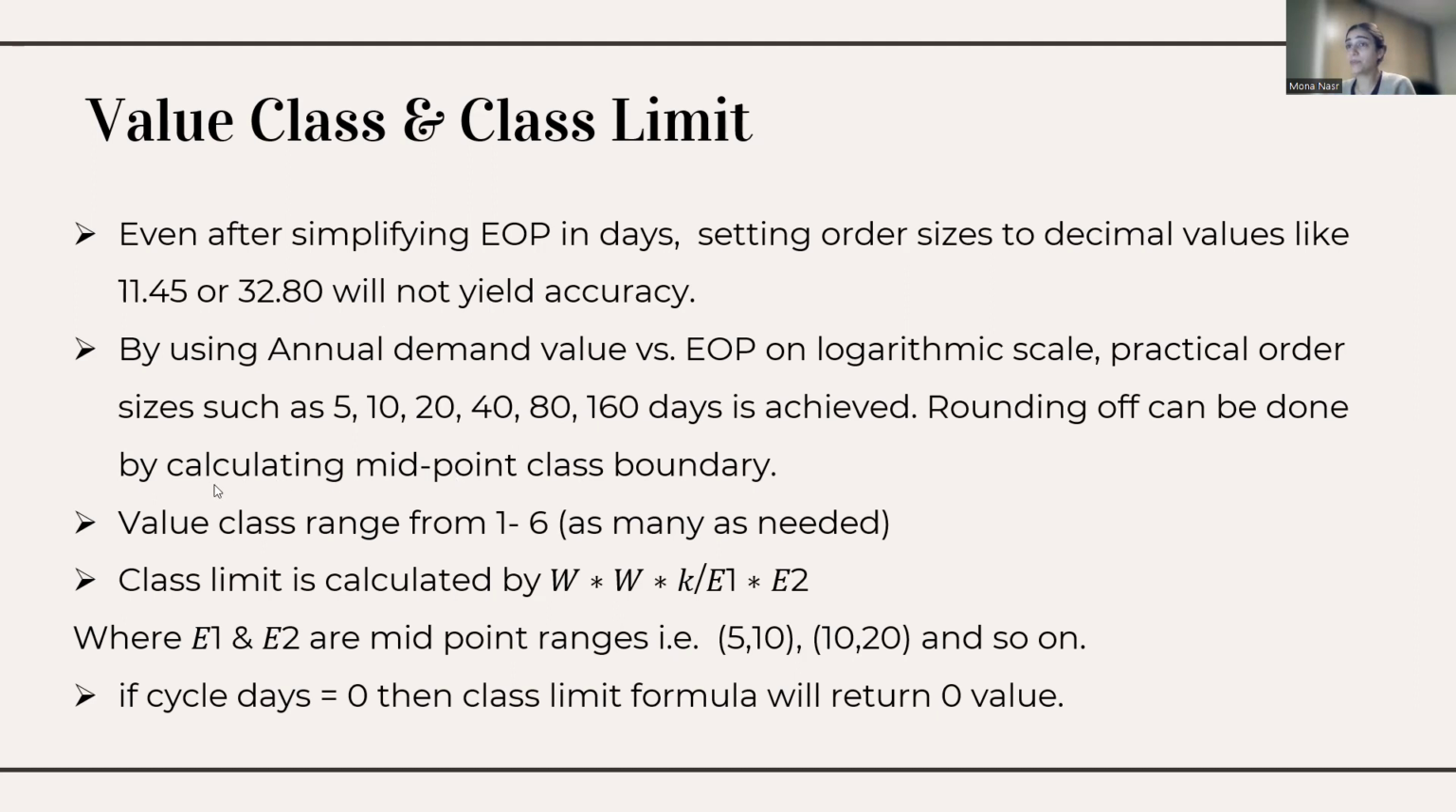Rounding off can be done by calculating midpoint class boundaries. Value classes range from 1 to 6 or as many as needed. Class limit is calculated by W in K divided by E1 times E2, where E1 and E2 are midpoint ranges, for example between 5 and 10, 10 and 20, and so on. If cycle days equals 0, then the class limit formula will return 0.